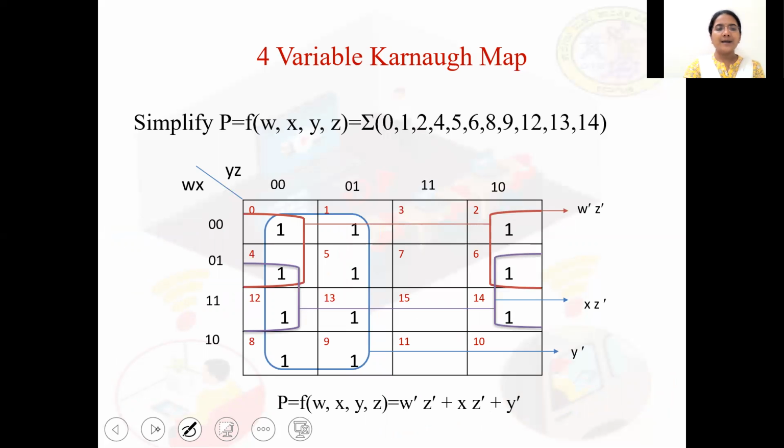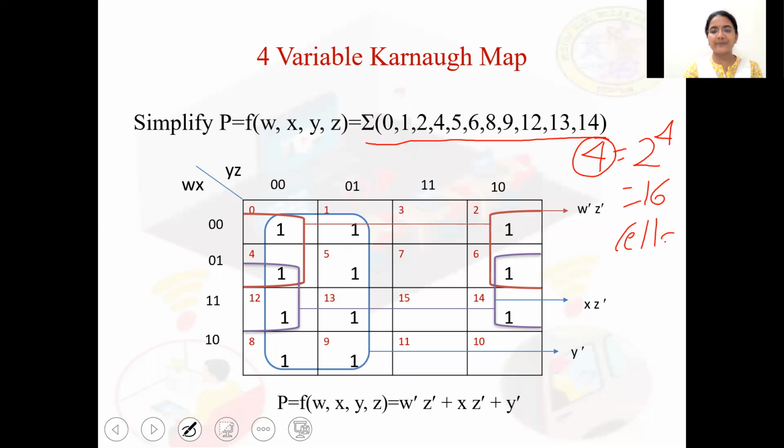Next example, simplify P equals F of W X Y Z, summation 0, 1, 2, 4, 5, 6, 8, 9, 12, 13, 14. First step is we have to check how many variables are there in the function. 4 variables. How many cells we have to write? 2 to the power 4, that is 16 cells we have to write in the K-map.